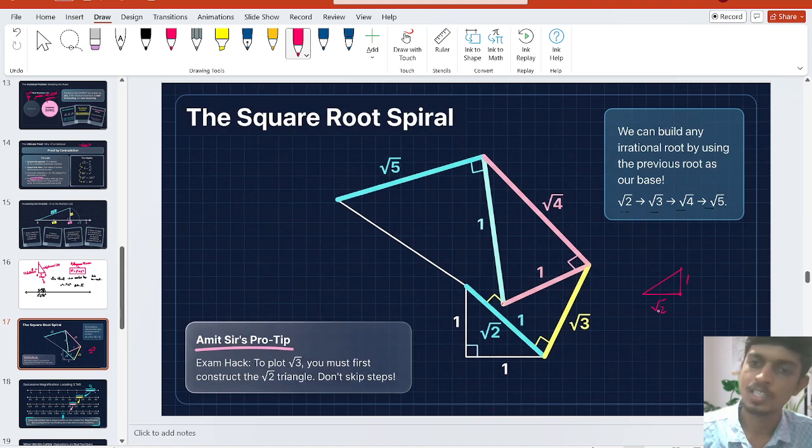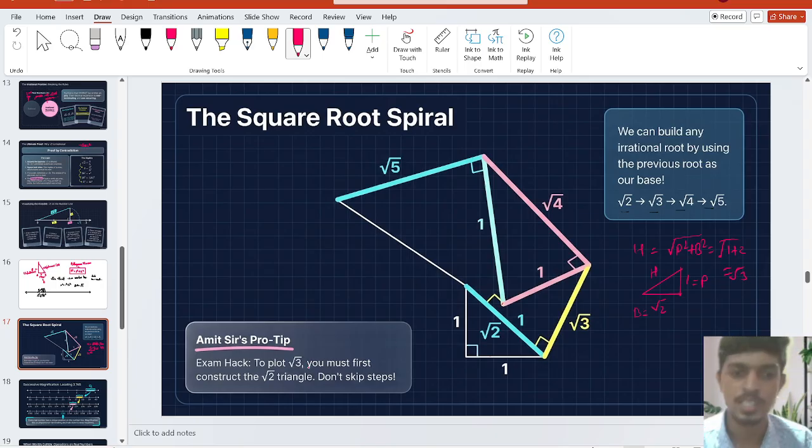Suppose this is the base, this is the perpendicular, and you apply the Pythagoras theorem: h equal to under root p square plus b square. Here p square means 1 and b square means 2, so you get under root 3. Then for under root 5, taking under root 2 here and using the compass, taking this length and a perpendicular along this, you get under root 5.